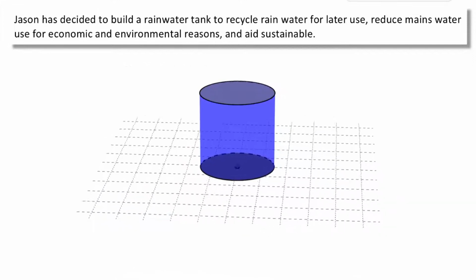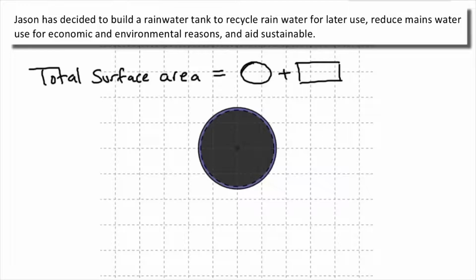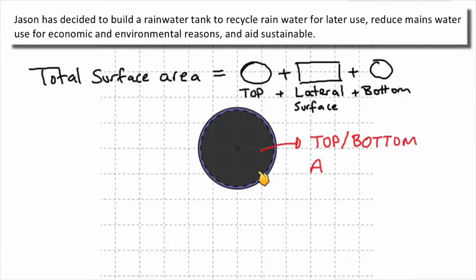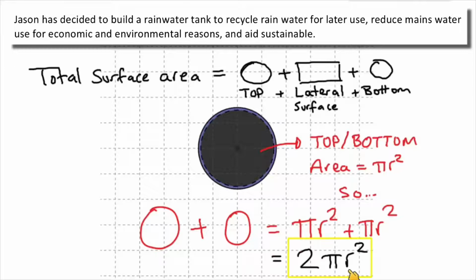Jason would like to paint the cylinder in order to weatherproof it. In order to work out the total surface area, we need to consider the net, or the parts of the cylinder. We have the top, the lateral surface, and then the bottom. Now the top, we already know, has an area of pi r squared, in which case we have 2, the top and the bottom, which is pi r squared plus pi r squared, which gives us 2 pi r squared.